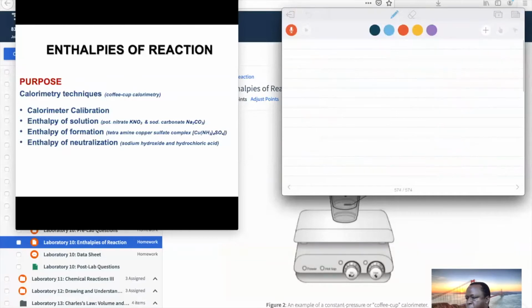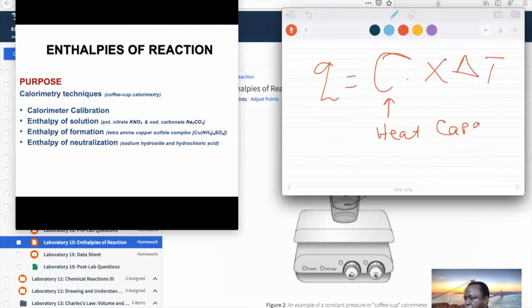The other equation is Q is given by C times the change in temperature, where C is called the heat capacity of what?